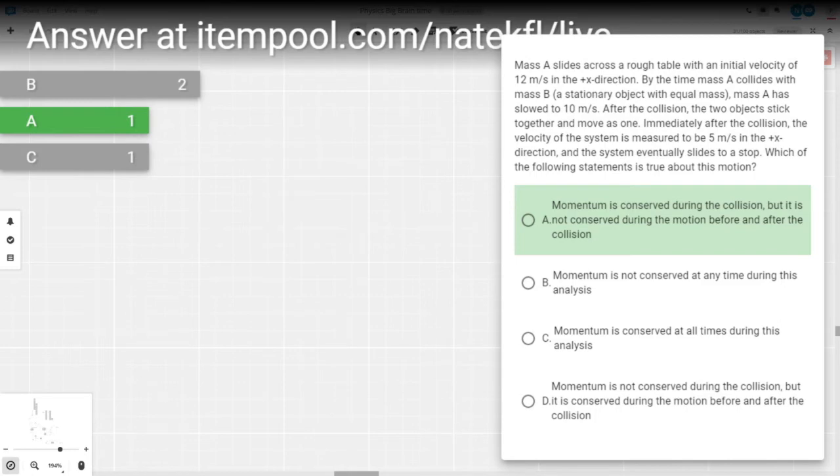So it says it slowed down. It was on the rough table, so that tells you that a force was acting during the beginning. So its momentum is not conserved before the collision. And then after the collision, it was 5 meters per second, and then it slides to a stop. So again, after the collision, it slowed down. There had to be an external force of friction, and so momentum was not conserved after the collision.